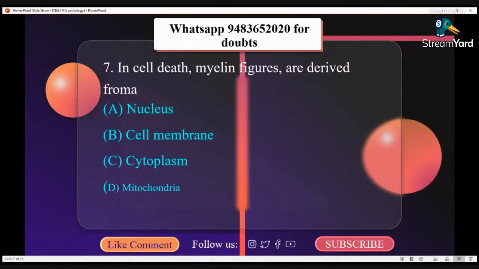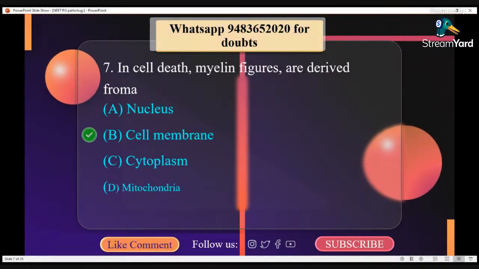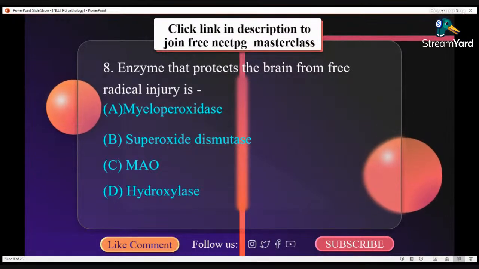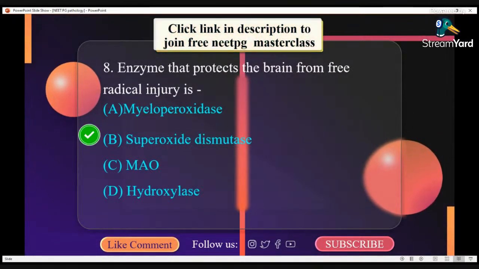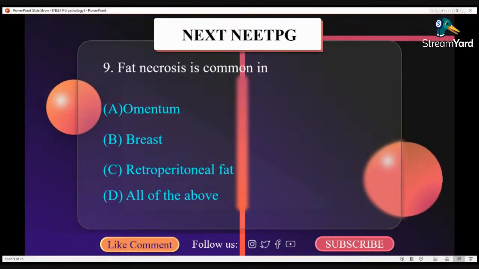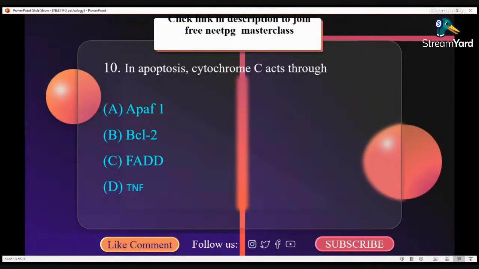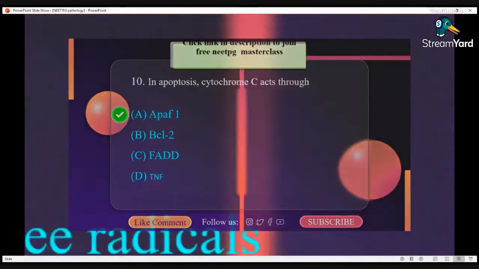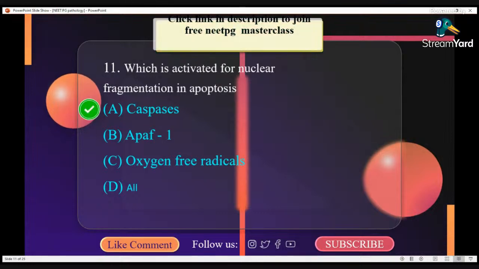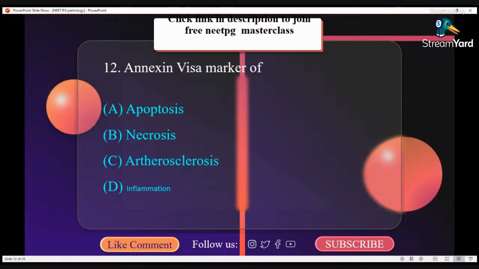In cell death, myelin figures are derived from, always remember, the cell membrane. Enzyme that protects the brain from free radical injury is superoxide dismutase. Fat necrosis is common in omentum, breast, retroperitoneal fat, D, all of the above. In apoptosis, cytochrome C acts through APAF1, which activates, for nuclear fragmentation in apoptosis, caspases. Annexin V is a marker of apoptosis.